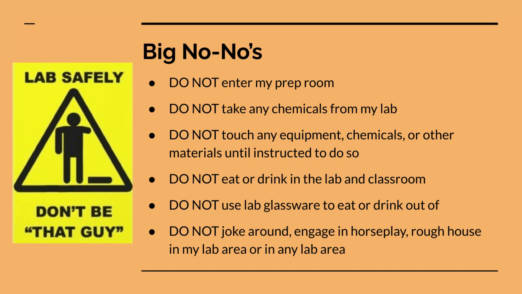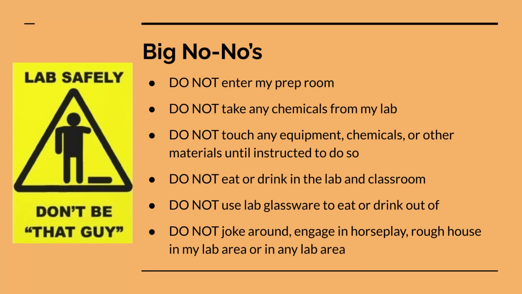So the big no-nos, again, some of these are going to be a repeat, some of them not, but the super big no-nos: do not enter my prep room. The prep room already has two red signs on it that tell you pretty much don't go in there. There's also a little bit of red tape on the floor that should also signify, hey, you probably shouldn't be here. Okay, so do not go into my prep room. That's not where students go. That's not where they belong. You do not get to go back there.